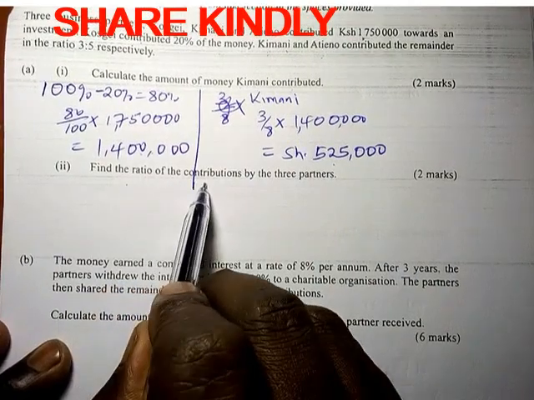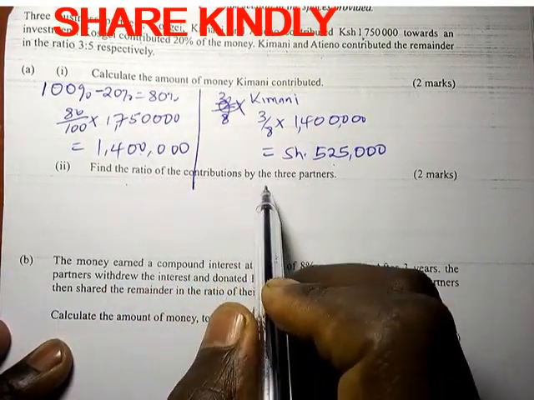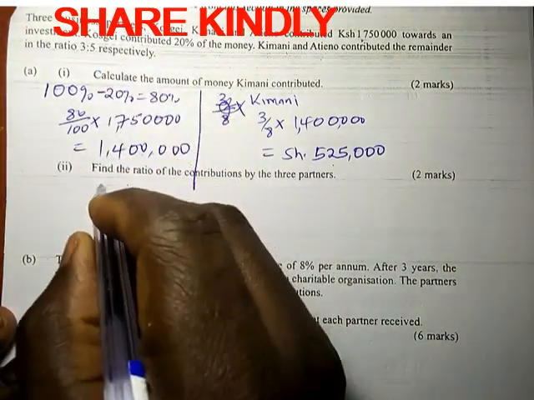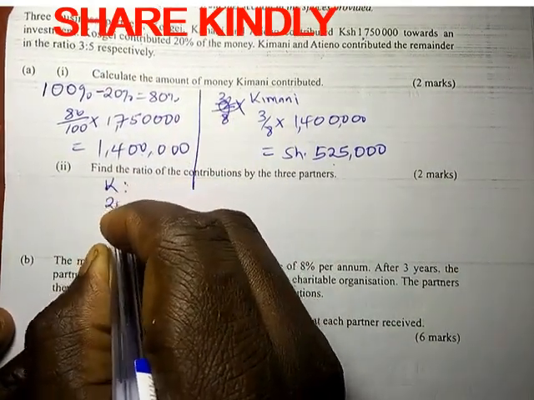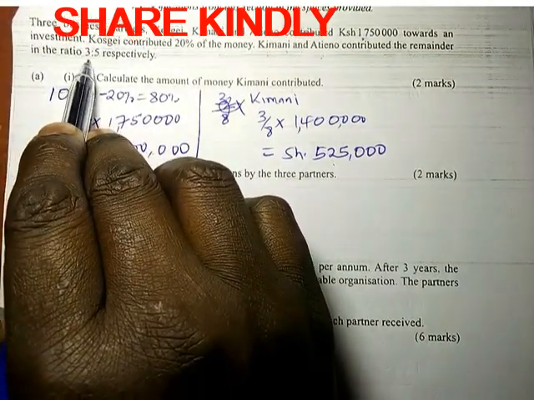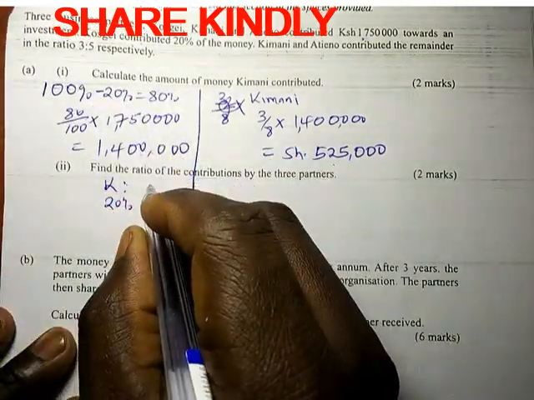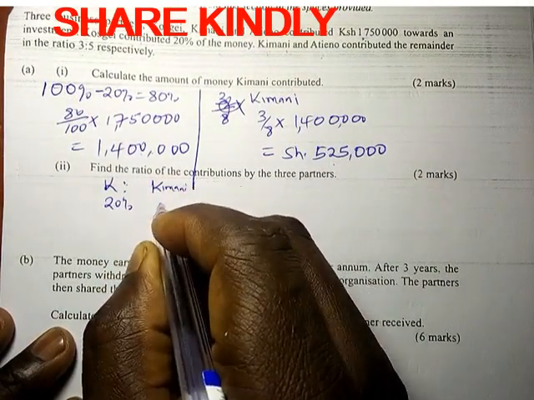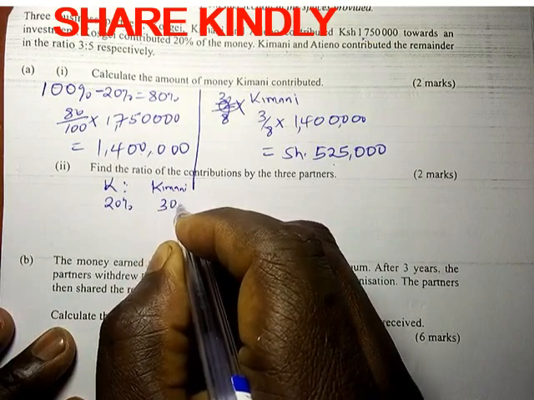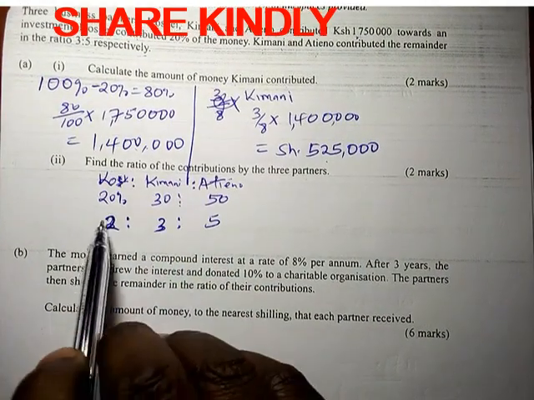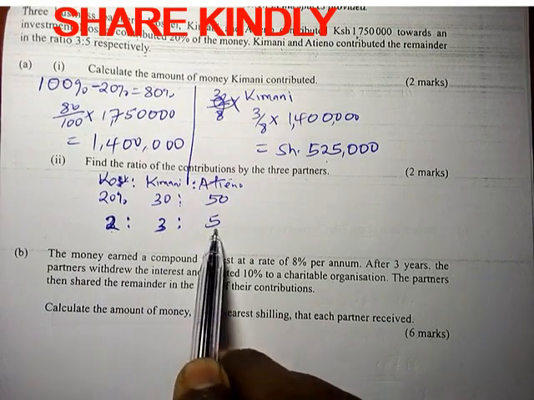Find the ratio of the contribution of the three. If it was 100%, Kosike gave 20%. This one is going to be 30% and 50%. So Kimani will be 30%. So the ratio is 2 to 3 to 5.